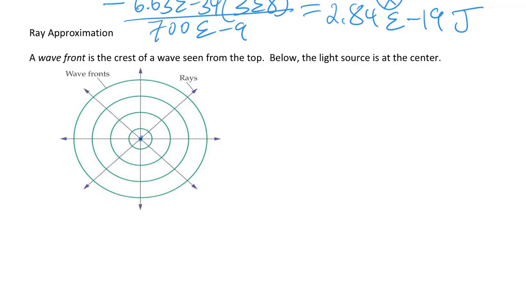Okay, going on to this next picture. This is a light bulb that goes on, let's say, and in all dimensions, we have waves coming out in all directions. So each of these lines, green lines, represents a wave front.